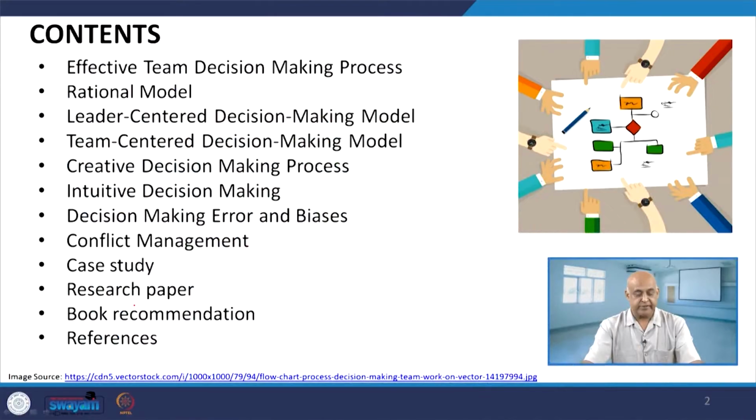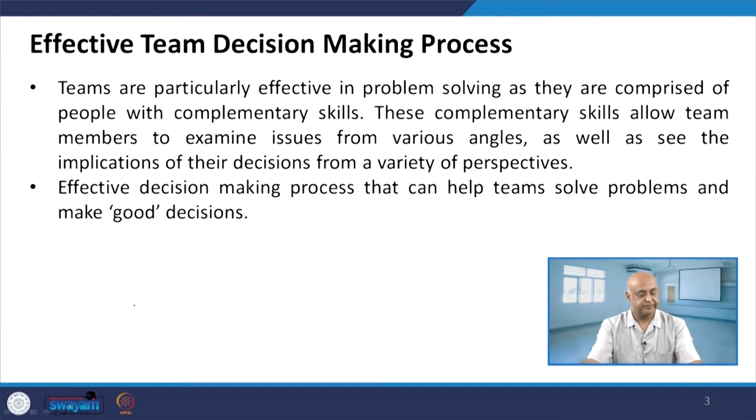In this particular session we will talk about team decision making and conflict management. Under this session we will discuss the effective team decision making process, rational model, leader centered decision making model, team centered decision making model, creative decision making process, intuitive decision making errors and biases, conflict management, and as usual the case study, research paper and book recommendations, and also the references from which this material is referred. To go into the detail you will find them in the references at the end.